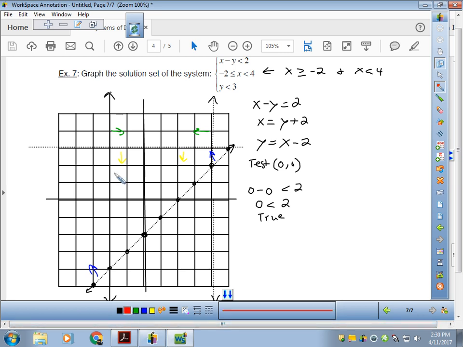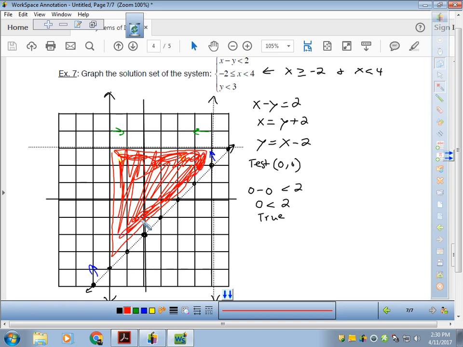And so our final answer ends up being this kind of trapezoid shape in here that's in between the two vertical lines, below the horizontal line, but above the diagonal line. So anything in this kind of trapezoid shape is okay, as long as it's in between the two vertical, sorry, below the horizontal and above the diagonal line. Okay. So that is my solution to this system of equations.